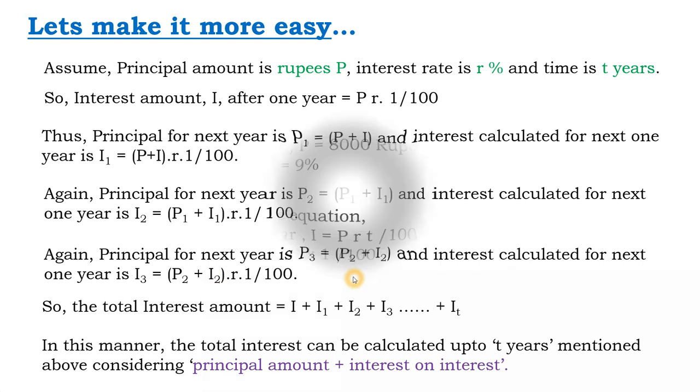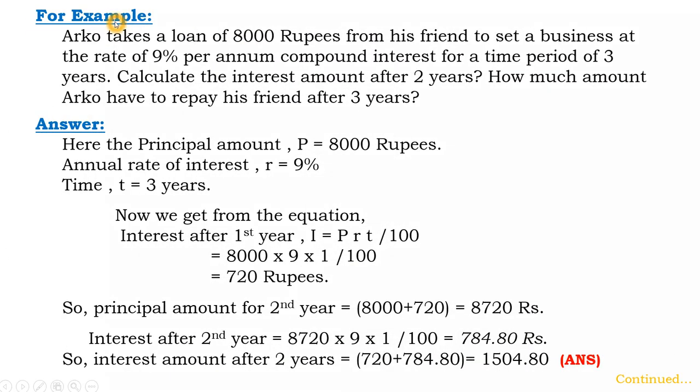So for example, Orko takes a loan of 8,000 rupees from his bank to set up a business at the rate of 9% per annum compound interest for a time period of 3 years. Calculate the interest amount after 2 years. How much amount does Orko have to repay after 3 years? Here, using the similar formula, P is 8,000, R is equal to 9%, T is equal to 3 years.